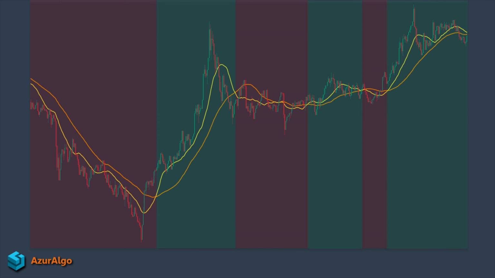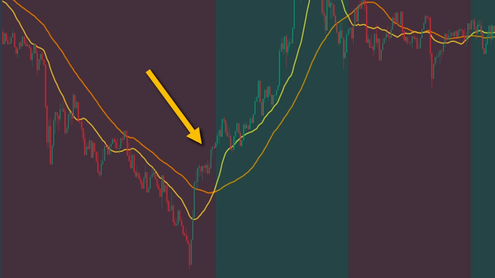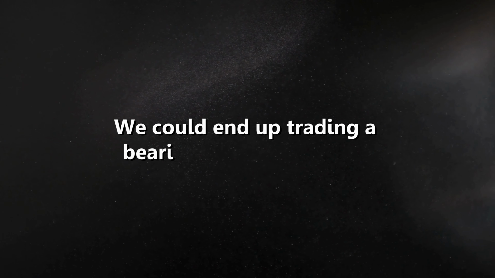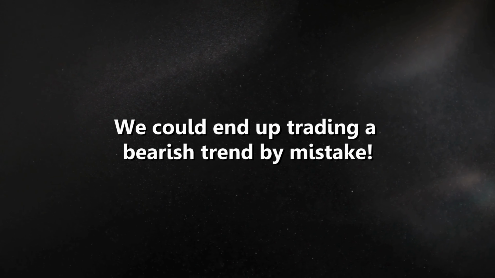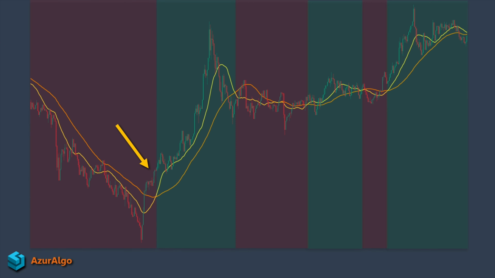However, this approach is still not perfect as it shows some lag in detection. Indeed, we can see that the price rose significantly before identifying the trend change to bullish. This means we could end up trading a bearish trend by mistake and be on the wrong side of the market. That's why the method I'm going to present next is very interesting. Moreover, we can see the emergence of a bearish trend here, which could be exploited using a range strategy.